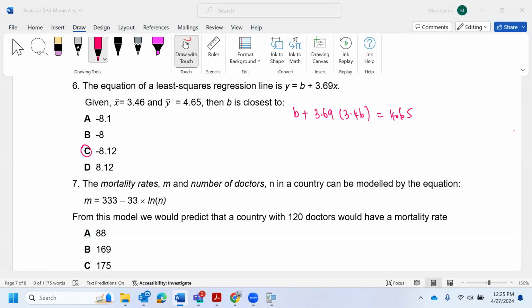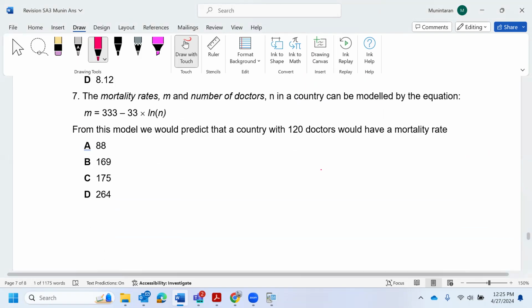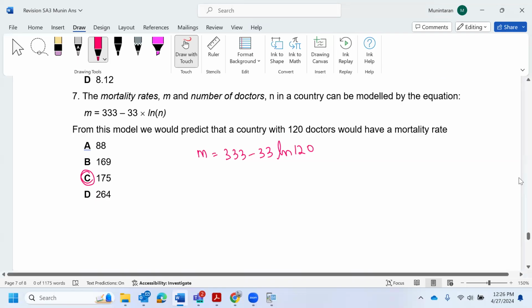Next, you have the mortality rate, and you're given the equation, predict for 120. So all you need to do is M equals 333 minus 33 ln 120. Do the calculation. You have 175 point something, so the nearest value is 175. You just need to substitute the 120 inside.